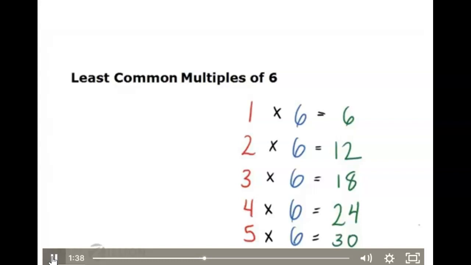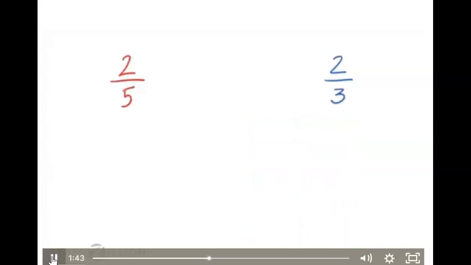We're going to take a look at the fractions 2/3 and 2/5. First, we're only going to focus on the denominators. I'm going to highlight those for us. So our denominators are 5 and 3. That's the part of the fraction that we need to make sure is equal. So those two numbers, 5 and 3, are the numbers we need to find the least common multiple for.